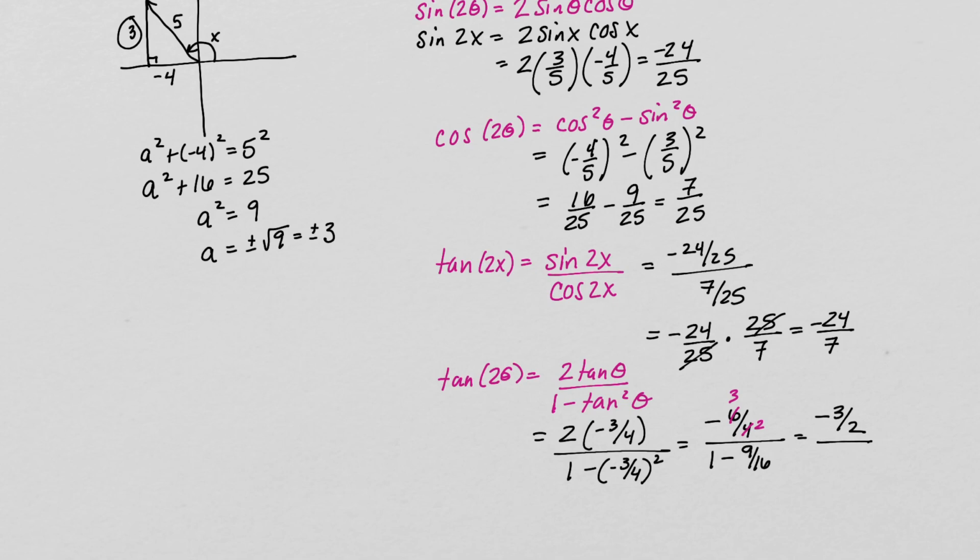So this is going to be negative 3 halves divided by 16 over 16 minus 9 over 16. And so 16 minus 9 is 7 over 16. So this is going to be negative 3 over 2 divided by 7 over 16, which, again, if you did keep, change, flip, you'd have minus 3 over 2 times 16 over 7. The 2's would cancel, and you would get that exact same answer of negative 24 over 7. So if you've already happened to find the cosine of 2 theta and the sine of 2 theta, it's probably a little easier to do it that first way I did it. Otherwise, you can plug into that same identity.